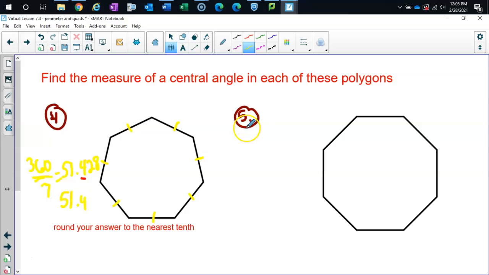Try number 5. Go. All right, first thing we do is count the number of sides. 1, 2, 3, 4, 5, 6, 7, 8. This has 8 sides. It is an octagon. So 360 divided by 8, you end up getting 45 degrees.